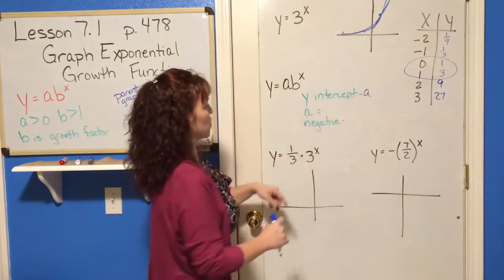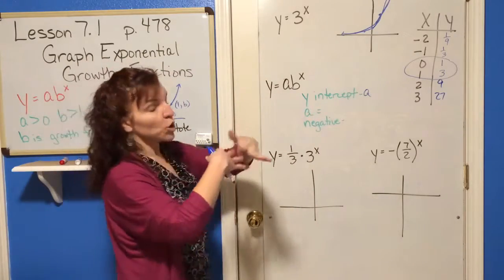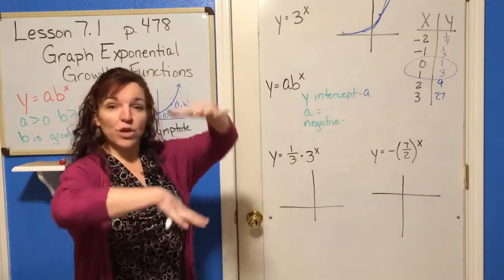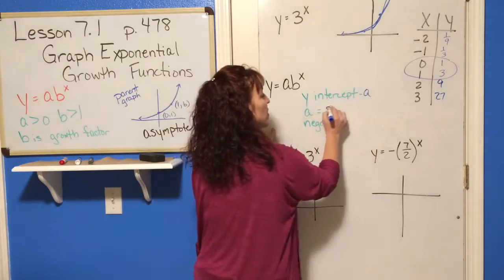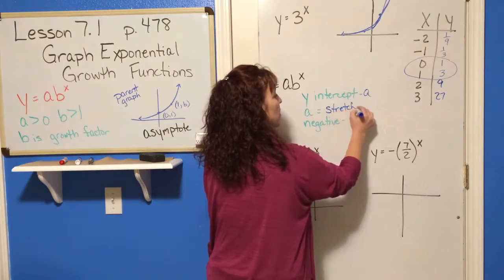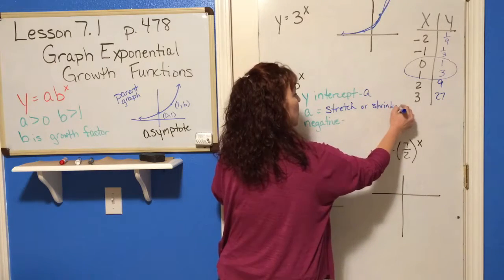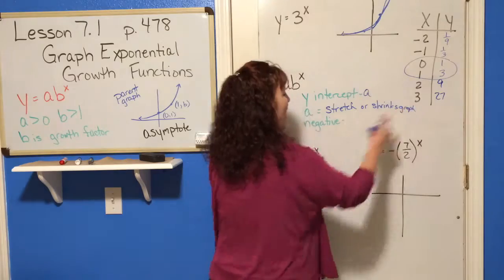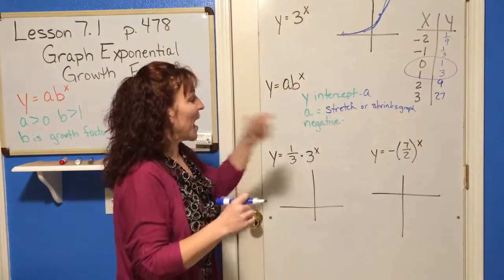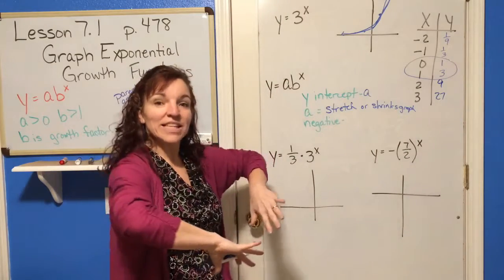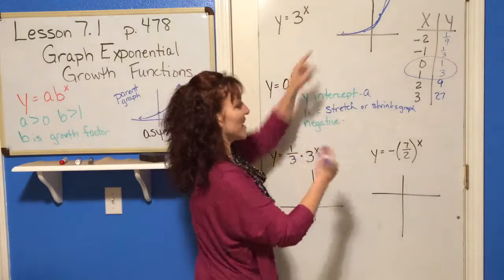The a is going to tell you whether the graph is going to stretch or shrink. Okay. So the a stretches or shrinks the graph, and if it's negative, it's going to flip it down below the x-axis.